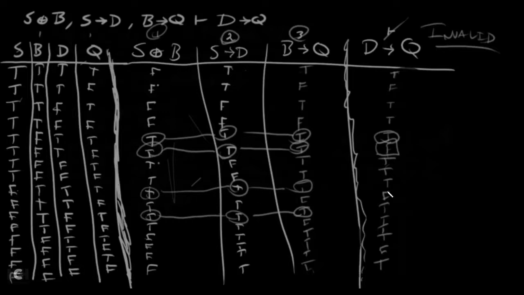T, T, T. We get a T over here as well. And then this one, T, T, T. We get a T over here as well. So it's invalid, and we know there's one instance that shows us exactly where it screws up. And it's this instance.